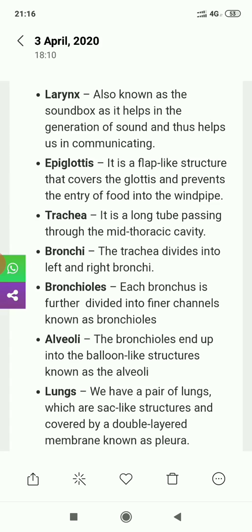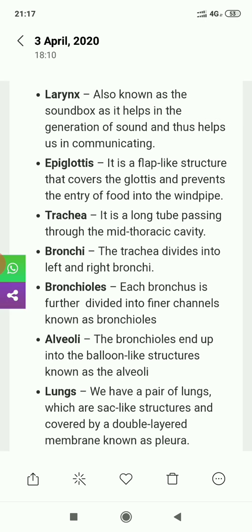Epiglottis, the function of the epiglottis is asked. It is a flap-like structure which covers the glottis, and its function is that it prevents the entry of food into the windpipe. After that, the trachea is there. The trachea is called the windpipe. It is a long tube and it passes through the mid-thoracic cavity. As I told you when I showed you the diagram, this trachea divides into two, the left and right bronchi, and these bronchi are further divided into bronchioles.